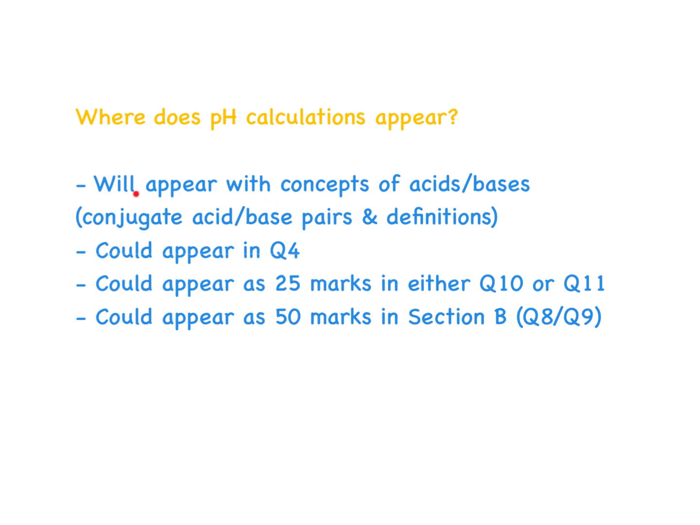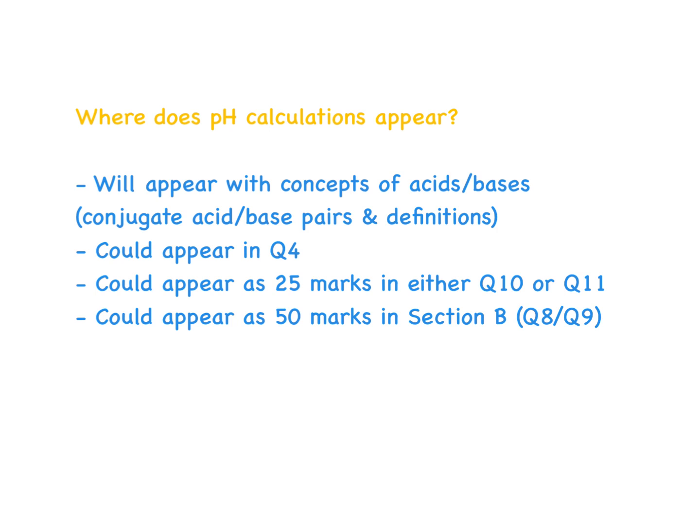So for example, in the past, we've seen conjugate acid-base pairs, we've seen definitions around conjugate acid-base pairs. What is a strong acid, what is a strong base, weak acid, weak base, etc. So they all appear with pH calculations, along with titration curves, which we won't be covering today. We're just covering the pH calculations. So if you're planning on answering this topic, it is very important that you have a good awareness of your theory of acids and bases along with pH titration curves.